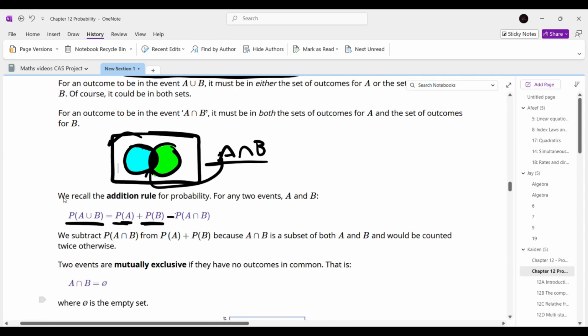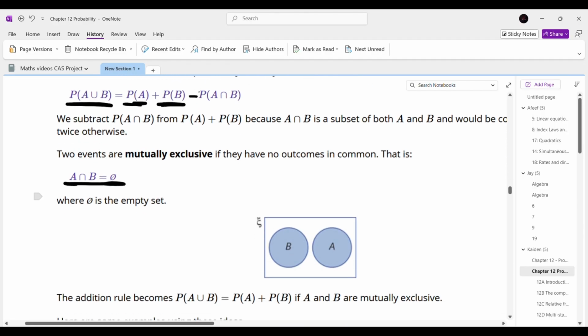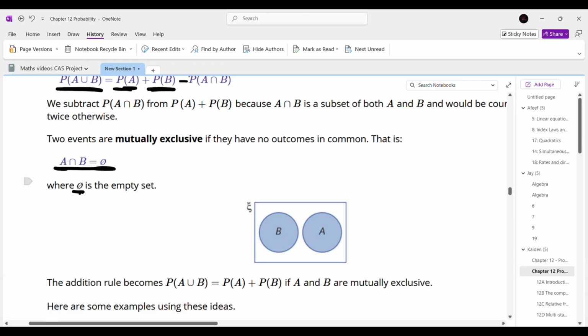Two events are mutually exclusive when they have no outcomes in common, meaning that A and B is not equal to anything, and this symbol symbolizes an empty set. So obviously you can see here the two circles are separated. They do not have an overlapping zone, and none of the possibilities inside A or B satisfies both of these conditions, so there is no intersection.